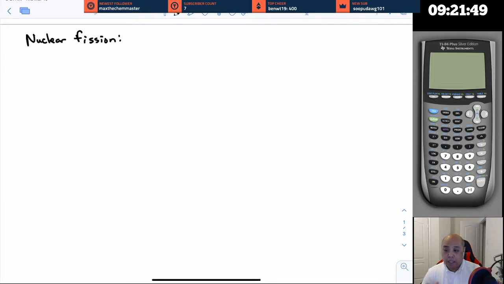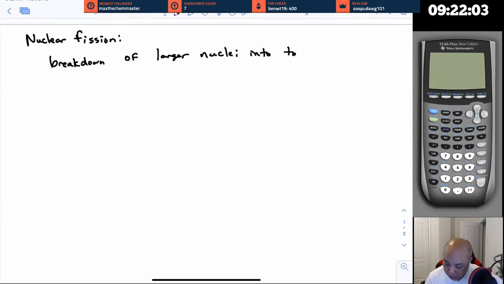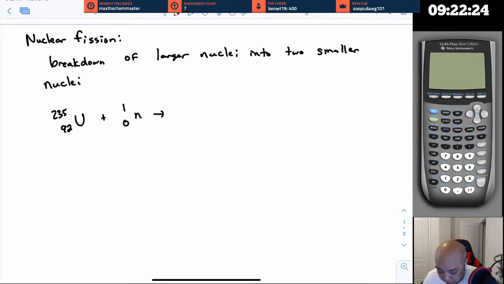Nuclear fission, we talked about before, is the breakdown of larger nuclei into two smaller nuclei. And what we usually use for this is uranium-235. What happens here is uranium-235 absorbs one neutron and becomes uranium-236. And that's really, really unstable. So this breaks up into a couple of different isotopes.